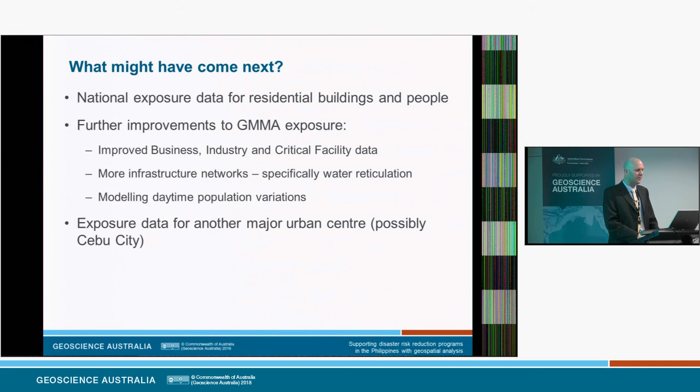So what might have come next for the work? As I mentioned, national exposure data, but also further improvements to the data in the Metro Manila area, particularly focused on improving the business, industry and critical facility data, infrastructure, and looking at the variation in the population throughout the day. So the population distribution that was done earlier was just the night time population. But of course disasters don't just happen at night time, so we need to understand where people are during the day potentially.